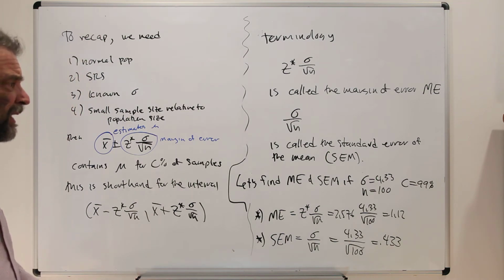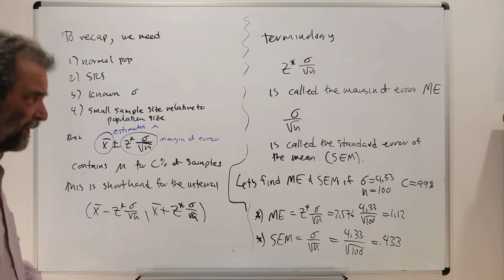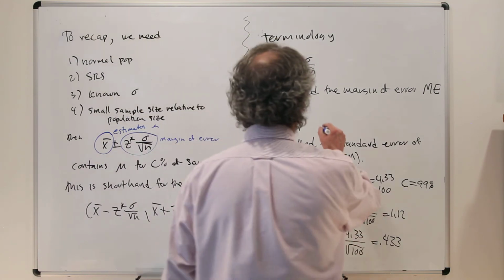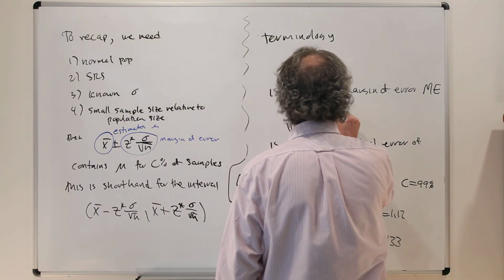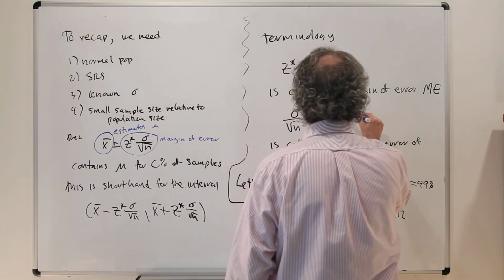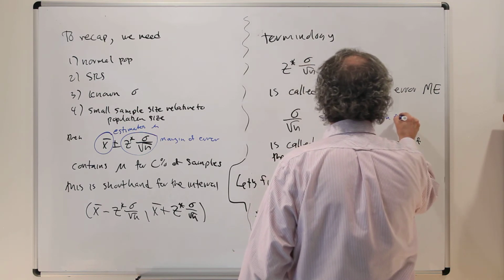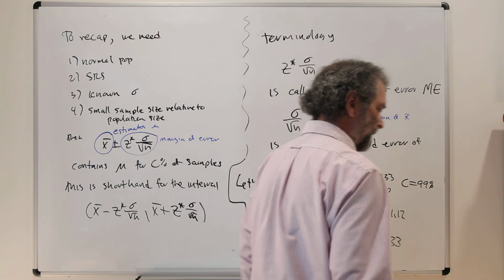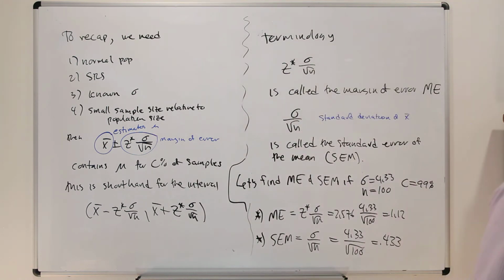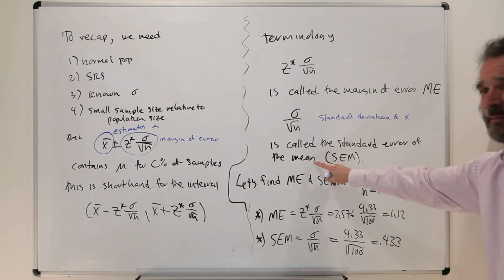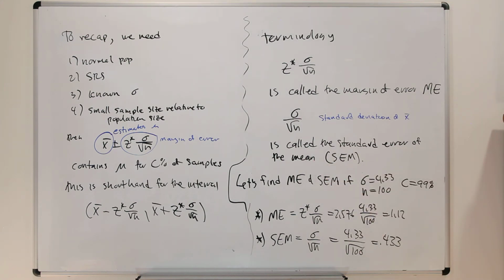And sigma over root n is called the standard error of the mean because it's the standard deviation of x bar. It's the population standard deviation divided by square root of n. So it's the standard error of the sample mean, actually, but we call it SEM, standard error of the mean. So let's find those two quantities.